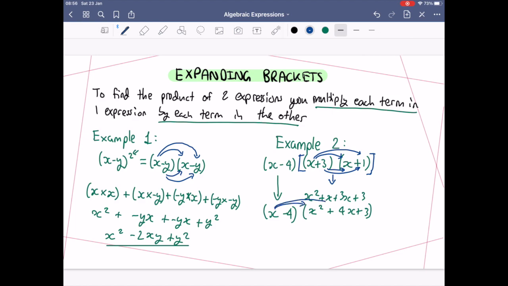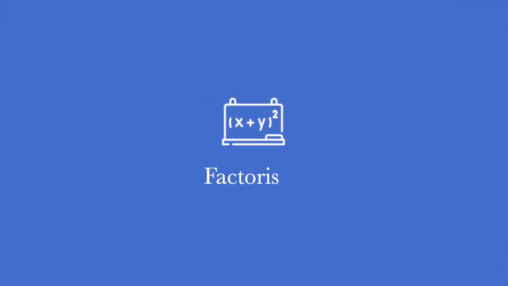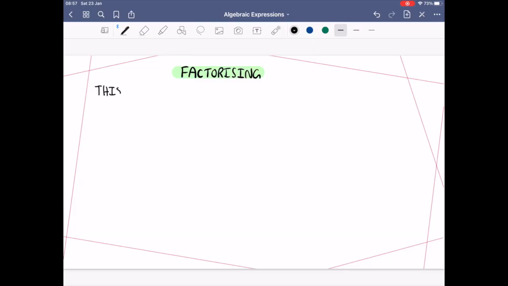We multiply each term in the first expression by each term in the second, and this means that we have x cubed plus 4x squared plus 3x minus 4x squared minus 16x minus 12. 4x squared and minus 4x squared cancel out, so we get rid of them. Finally, finish off.